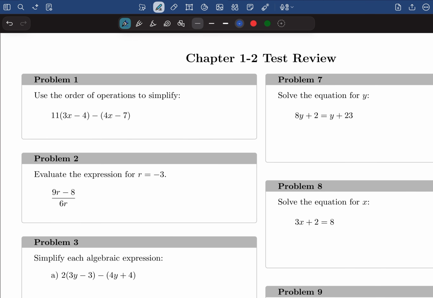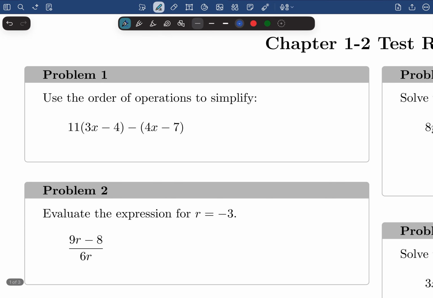Here's problem number 1. Use the order of operations to simplify 11 times x minus 4 minus 4x minus 7. So the first thing that we'll want to do to simplify this expression is distribute. And we'll end up with 11 times 3x and negative 11 times 4 and negative 4x and positive 7.